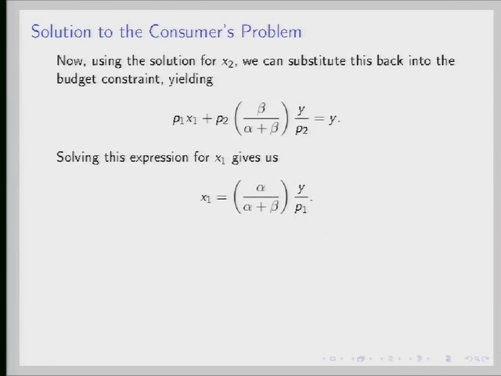Okay, having done that, I got an equation that involves only a single unknown variable, x1, and so then I just solve this thing for x1, and a little bit of algebra gives me a solution that looks like this. And you can see x1 is equal again to a number bounded between 0 and 1, times y divided by p1.